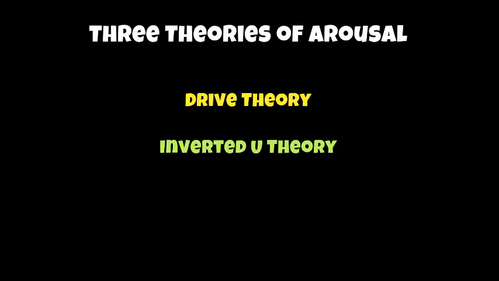This week we're going to be discussing acquisition of skill, theories of arousal. So linking to our motivation discussion last week, these are the dominant theories of arousal. And when we talk about arousal, we have three main theories, and these theories are drive theory, the inverted U theory, and catastrophe theory.